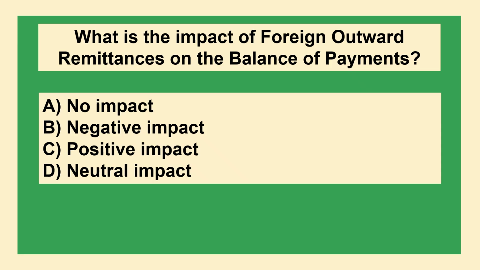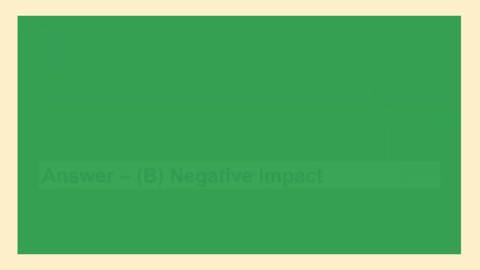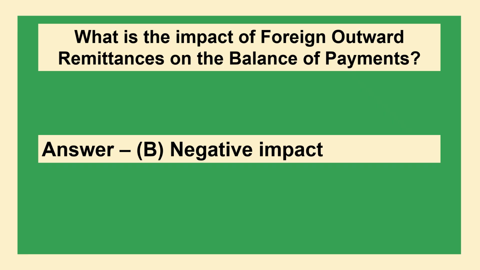What is the impact of foreign outward remittances on the balance of payments? Option A, no impact. Option B, negative impact. Option C, positive impact. Option D, neutral impact. The answer is option B, negative impact.